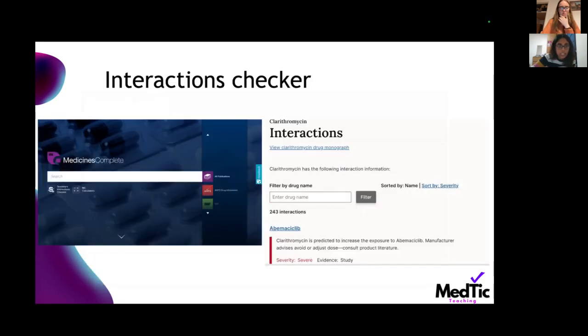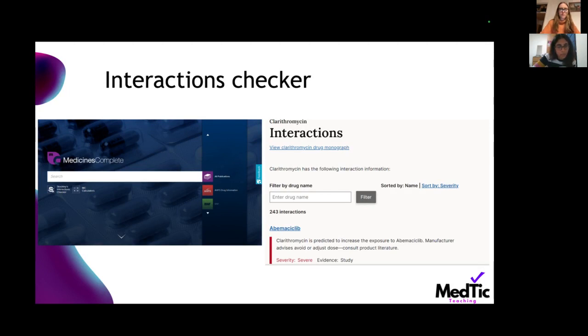So if we go to the next slide, I'll just quickly talk about the interactions checker. Like I said before, Medicines Complete is also available for you to use. Unfortunately, I can't access Medicines Complete anymore because I'm not at uni, so I wasn't able to screenshot what the interactions checker or Medicines Complete looks like exactly, but it is there for you to use.